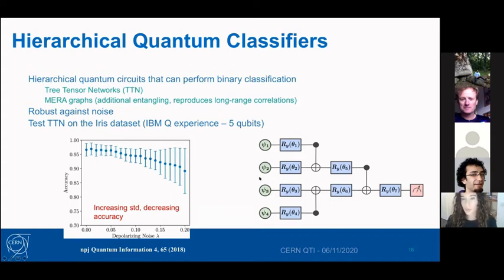These are some results that I'm quoting here from a test that was run on the IRIS dataset, which is just a dataset with images of flowers that are being classified. And you can see that the classification accuracy stays very stable, even when the noise is increasing, although the error bars, the uncertainty on the measurement, become worse.